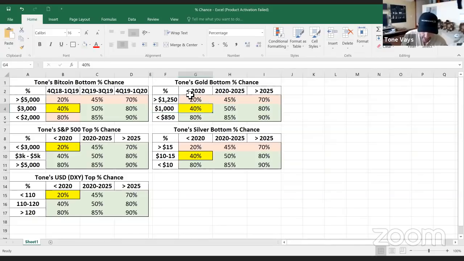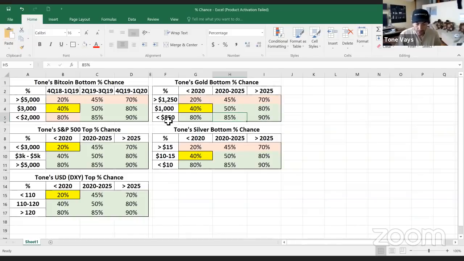Now, we still have time before 2020, so it's possible that gold can go under 1,000 and get close to 850, in which case I will say with 80% certainty that the bottom in gold is in if we fall down to 850. If we fall down to 850 after 2020, between 2020 and 2025, so next year, I will give it a higher probability that the low is in, even though things can always go lower and stay there longer.